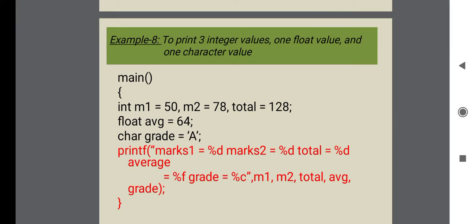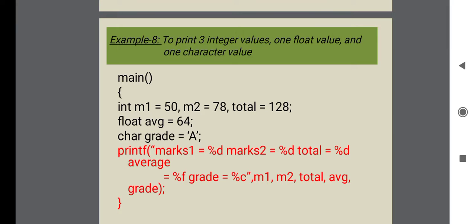So when we come to the first one, marks 1 is equals to %d. Marks 1 is not a format specifier or escape sequence, so the full word will be printed on the monitor, and space is also not a format specifier or escape sequence, so it will also print on the monitor. Equals to is also not a format specifier or escape sequence, so it will print on the monitor. Here a format specifier is there, %d. What I have told: in place of format specifier, the corresponding value will print.